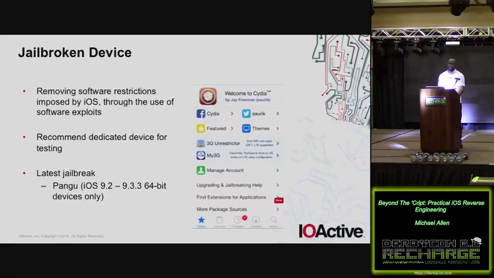The process of jailbreaking is just removing the restrictions that have been imposed by iOS, right? You are weakening the security posture of the device because you are exploiting vulnerabilities. And so the recommendation is to have a dedicated testing device. The latest public jailbreak now is Pangu 9.2 to 9.3, only supported on 64-bit devices. And there are private jailbreaks, for iOS 10, for example. Luca Todesco just published his.